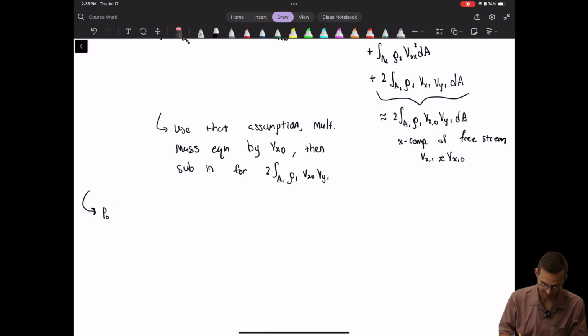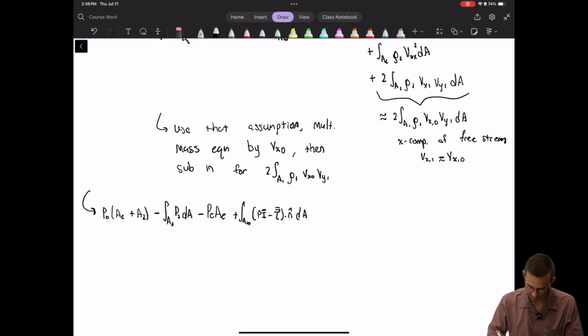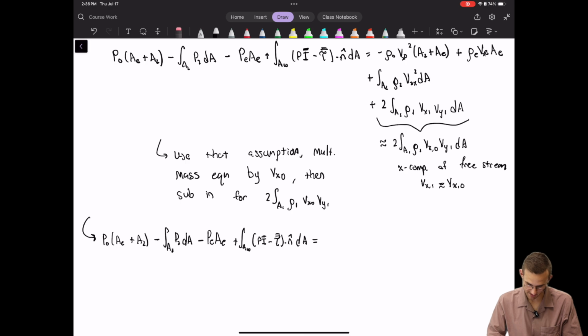Okay, so doing these 2 steps, what you end up with is the following, where you have p naught times ae plus a2, minus the integral over a2 p2 dA, minus pe ae, plus that stress integral of pi minus tau dot n hat dA. Okay, and then on the right hand side, we're just continuing to write essentially the same line that we had before. And then we're going to sub in for that last term.